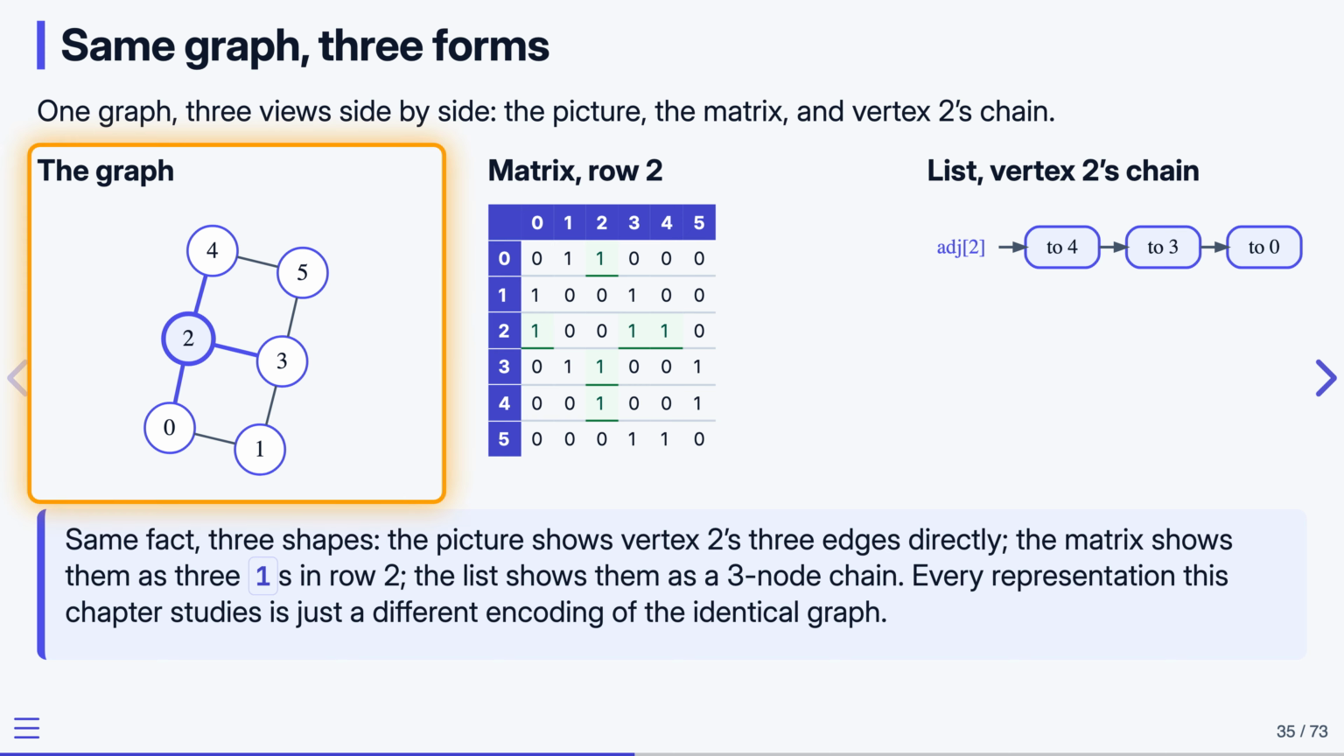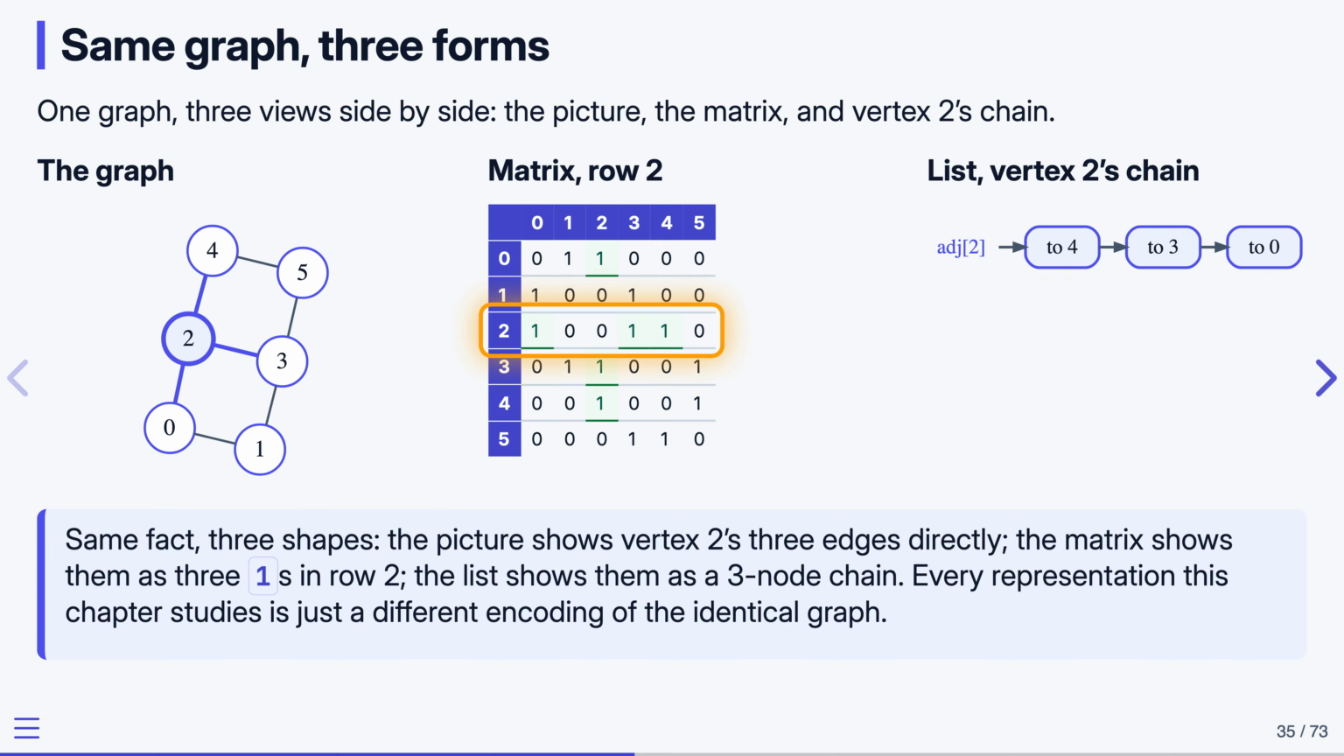The left picture draws the graph directly. Vertex 2 is colored, and it has 3 edges, going to vertex 0, vertex 3, and vertex 4. The middle is the adjacency matrix. Row 2 is highlighted, and it holds 3 ones in columns 0, 3, and 4. Those are exactly vertex 2's 3 edges.